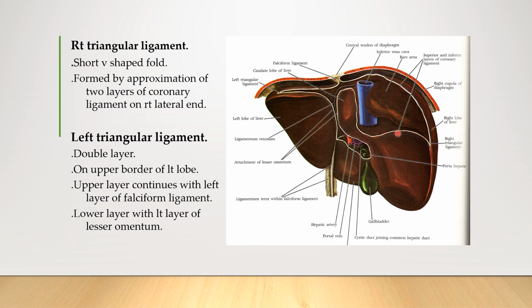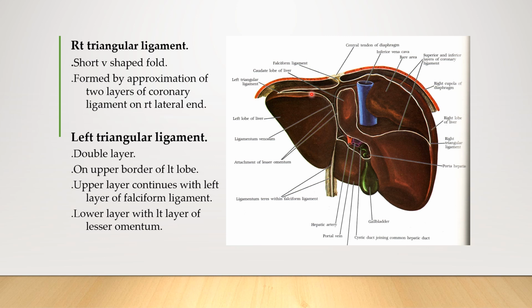Coming up to the left triangular ligament, you can see it's a narrow, elongated, double-layered ligament present on the upper border of the left lobe. So this is the left lobe of the liver, and this is the right lobe of the liver, and it is present on the upper border of the left lobe of the liver. So basically there is no true coronary ligament present on the left side. What happens is that this left margin of the falciform ligament extends backward and forms the anterior layer of this left triangular ligament, while the posterior layer is formed by this extension from the left margin of lesser omentum.